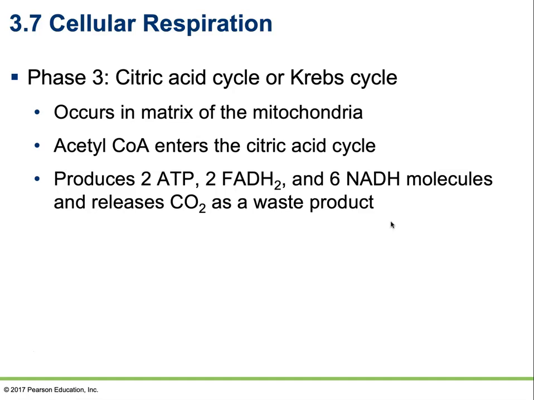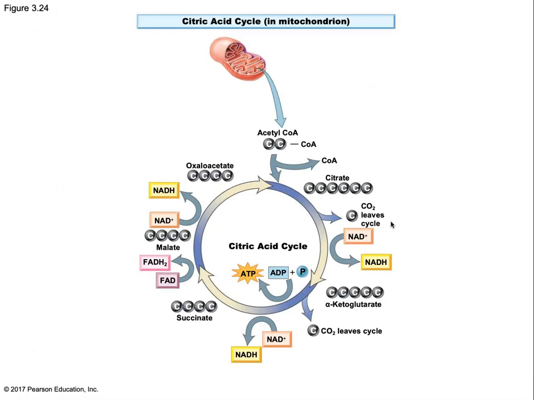So what I really want you to focus on for the Krebs cycle, we're going to get 2 ATP out, a whole bunch of cofactors, FADH2 and NADH, and carbon dioxide is going to be released in this stage. And here's a little bit of what that looks like. Acetyl-CoA goes into the cycle. It's going to form a molecule known as citrate. Citrate is going to break down.